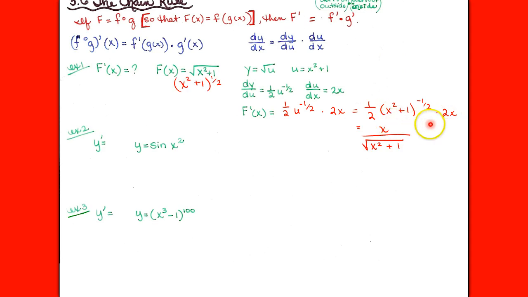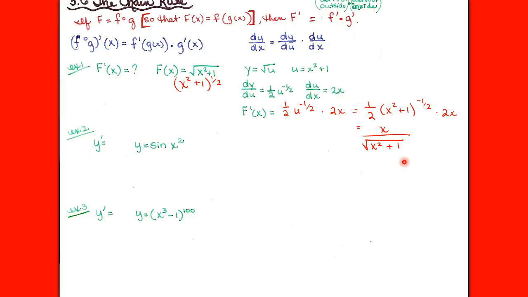You could leave this x squared plus 1 to the negative 1/2 in the numerator, or you could put it in the denominator and get rid of your negative exponent. You also could put it under the square root to get rid of the 1/2 if you wanted to. So several different ways that we could write that.